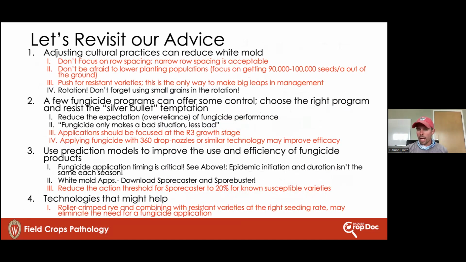Again, like tar spot, white mold control is going to be a multi-pronged approach here. You're going to be trying to look at cultural practices, varieties, thinking differently about how you're planting and managing, maybe using drop nozzle technology, maybe adopting some roller crimping rye. I didn't talk about that here, but we've been doing some work with roller crimping rye with good success on reducing white mold. And then of course, using Sporecaster and trying to anticipate that weather to make some decisions on what has to be done in season.